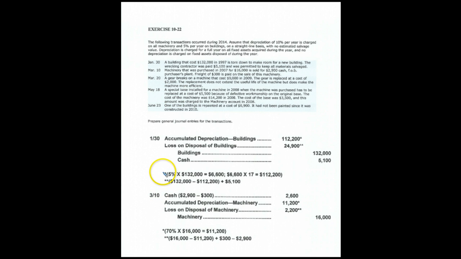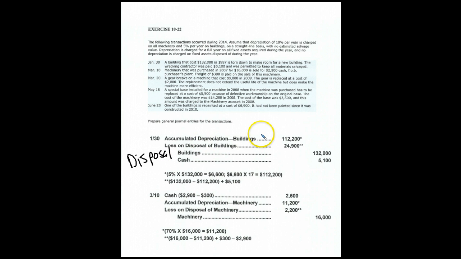Exercise 22 is just a hodgepodge of different things. I wanted to go over it just to make sure that you were clear on how to work through it. The first two, I already gave the solutions for in your student materials. In this first one, they've got a building that they're tearing down. That's really just a disposal of an asset, so we want to account for it like that.